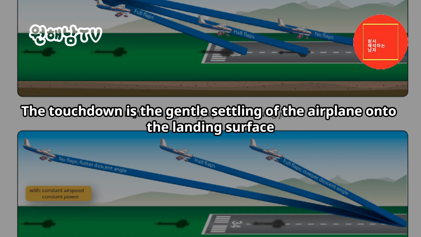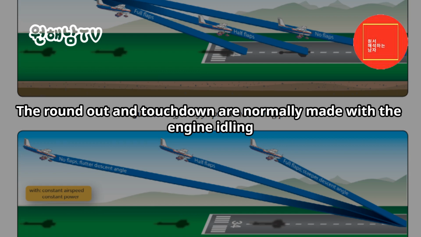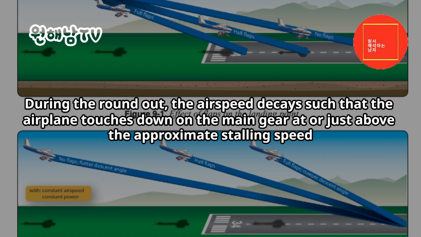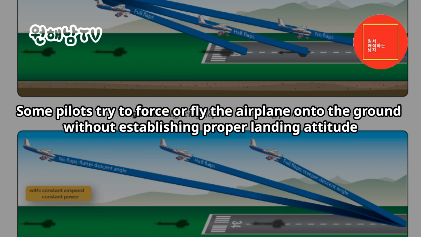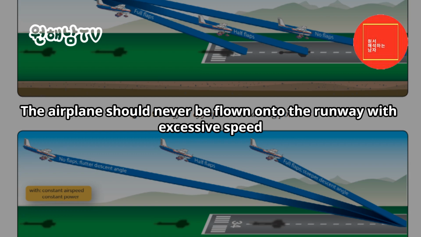Touchdown. The touchdown is the gentle settling of the airplane onto the landing surface. The round out and touchdown are normally made with the engine idling. During the round out, the airspeed decays such that the airplane touches down on the main gear at or just above the approximate stalling speed. As the airplane settles, proper landing attitude is attained by application of whatever back elevator pressure is necessary. Some pilots try to force or fly the airplane onto the ground without establishing proper landing attitude. The airplane should never be flown onto the runway with excessive speed.